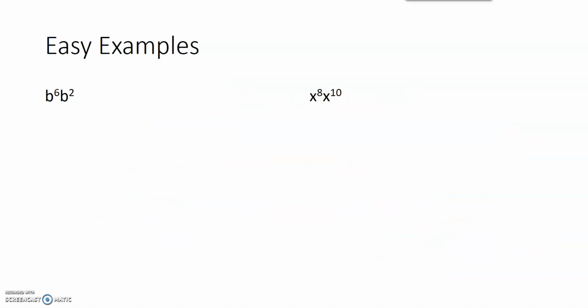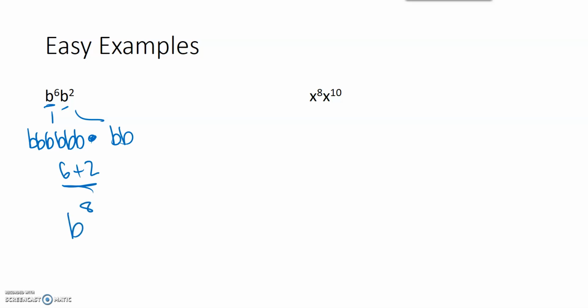Okay? We're going to jump in. We're going to start doing some easy examples. Now, these two easy examples, they already have the same base. That's the only base in the problem. This first one, we have b's. Well, really, I have 6 b's, and I have 2 more. There's the 6, there's the 2. Together, I have 6 plus 2. I've added my exponents. I have b to the 8th, and that's it.